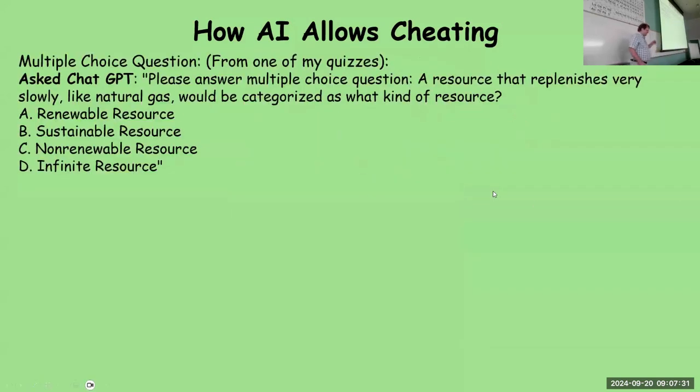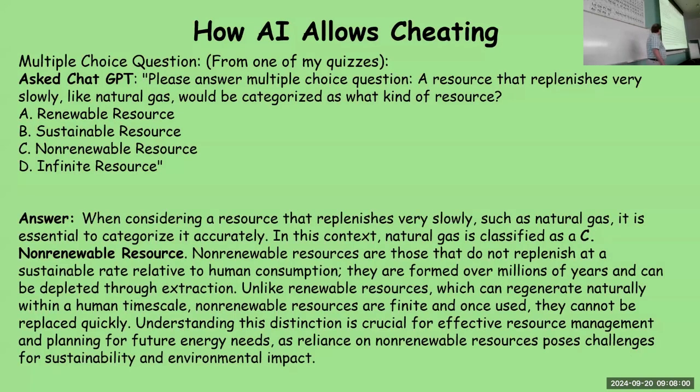Okay. So this is a real multiple choice question from my environmental biology class. And what I did is I just asked GPT this. I said, please answer this multiple choice question. A resource that replenishes very slowly, like natural gas, would be categorized as what kind of resource? Renewable, sustainable, non-renewable, or infinite. So I said, this is a multiple choice question, give me the answer. And this is what it answered, which is kind of lengthy.